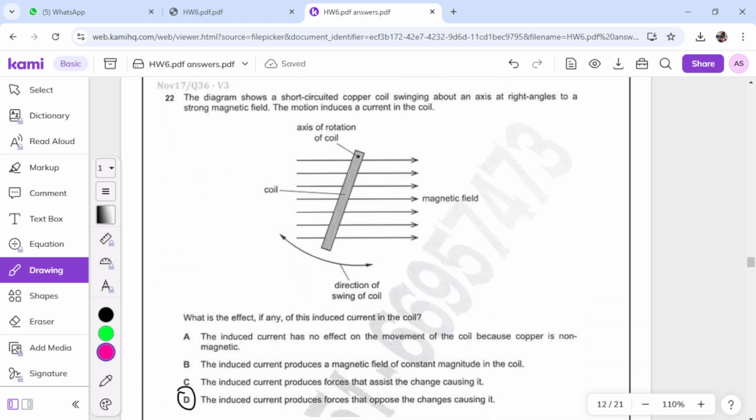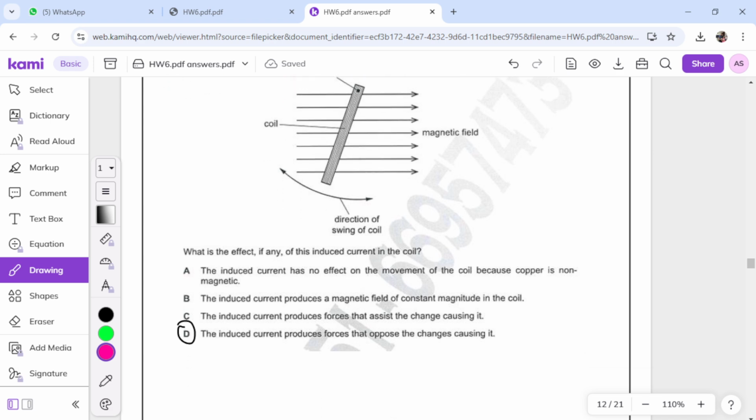The diagram shows a short-circuited copper coil swinging about an axis at right angles to a strong magnetic field. The motion induced a current. So what is the correct answer? Lenz's law: the induced current produces a force to oppose the change causing it.